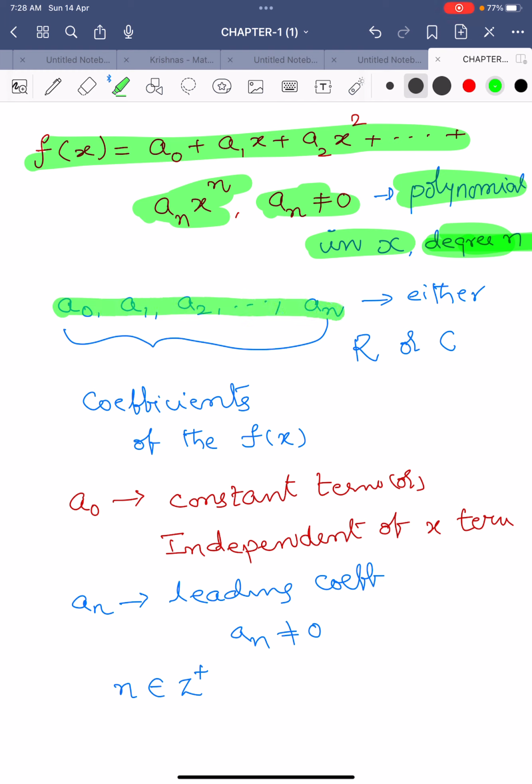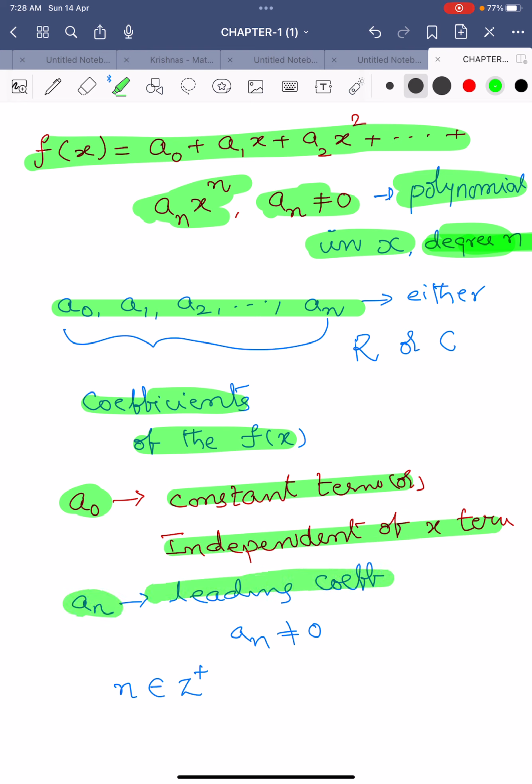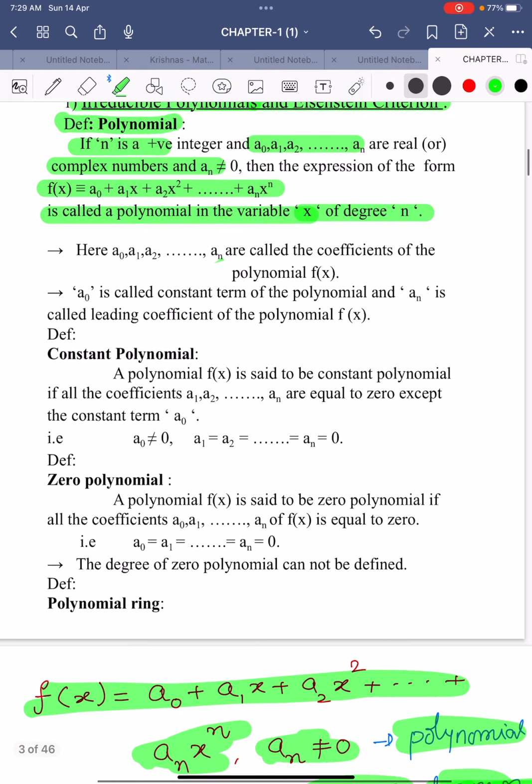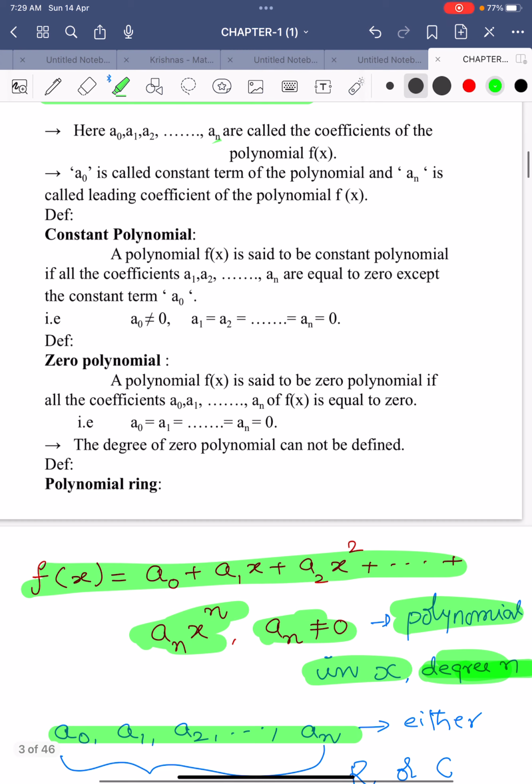Here a0, a1, a2 and so on an are either real or complex numbers and they are called coefficients of the polynomial f of x, and a naught is called the constant term or independent of x term, and this an is called the leading coefficient. Remember that an must be not equal to 0. If it is equal to 0, then the degree must be less than n, and n belongs to Z plus. It means n is always a positive integer. So right, let us see the next definition, which is known as constant polynomial.